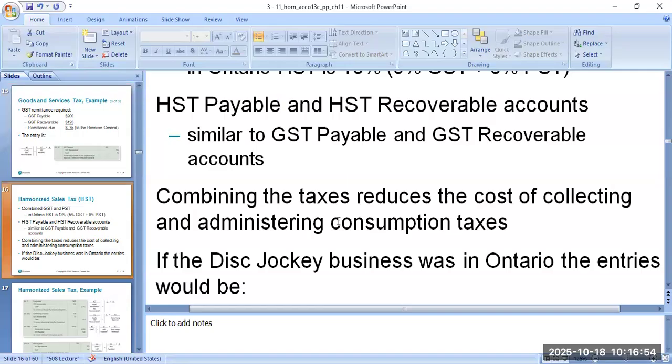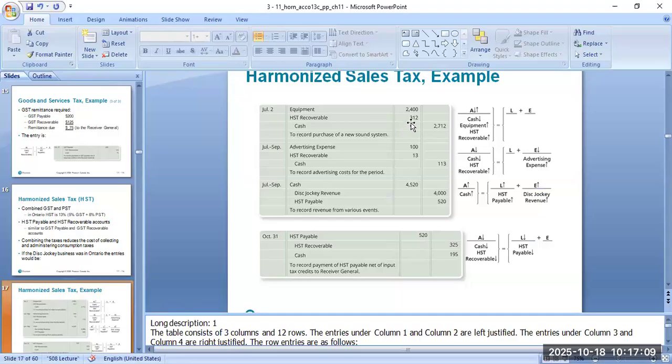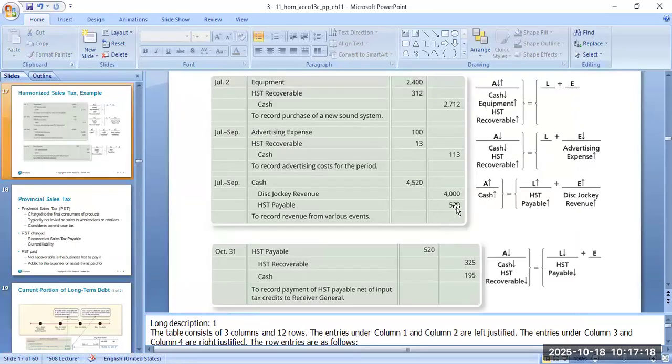Now, what's going to happen if we're working in a province with harmonized taxes? Nothing scary, we're just going to combine both taxes. So in that case, instead of charging 5%, we're going to start charging 13%. And at the end of the period, again, we're going to check how much is the HST payable and how much is the HST recoverable, and we're going to pay the difference. Obviously, in this case, the cash that we have to pay will be more. Why? Simply because we're charging more GST on sales. In this case, 13% versus 5%.